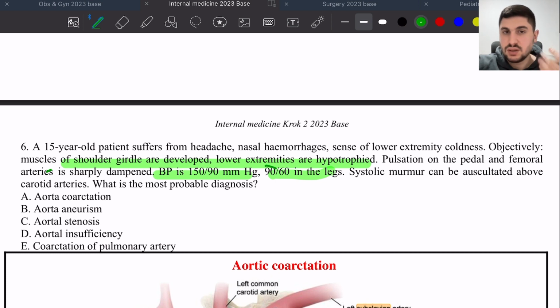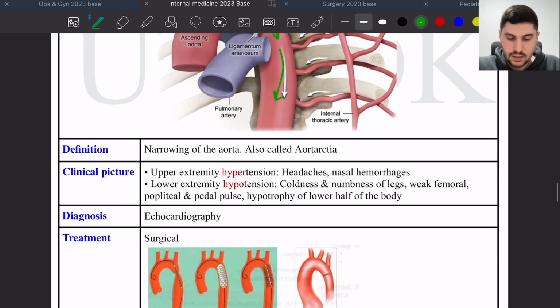Lower extremities muscles are hypertrophied. They are less in size because they receive less blood. The blood pressure in the upper side of the body, like here, the normal is 150 on the arm, but in the legs it's 90. So all of these, when you see high blood pressure up, low blood pressure down, it's aorta coarctation, right?